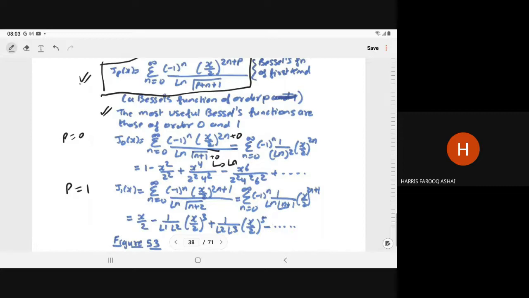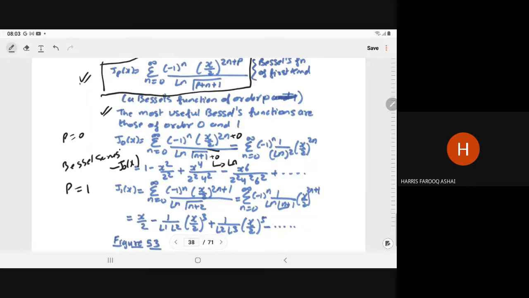It's visible, no? 1 minus x square upon 2 square plus x to power 4 upon 2 square 4 square, minus x to power 6 upon 2 square 4 square and 6 square. In this way we can have the value of J0. So this is the Bessel series.